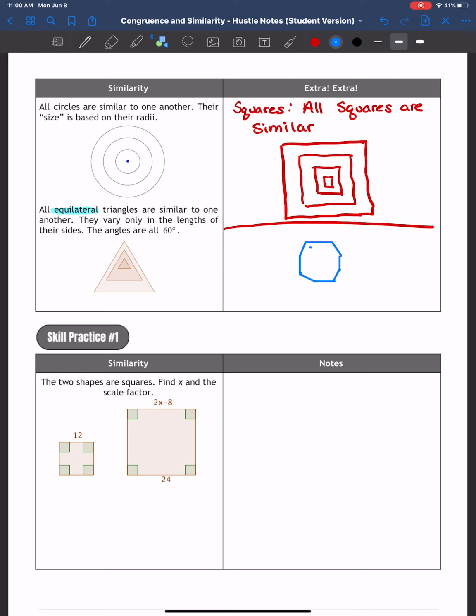So, if I were to draw another octagon within this, it would be similar to the first one. All regular polygons are similar.